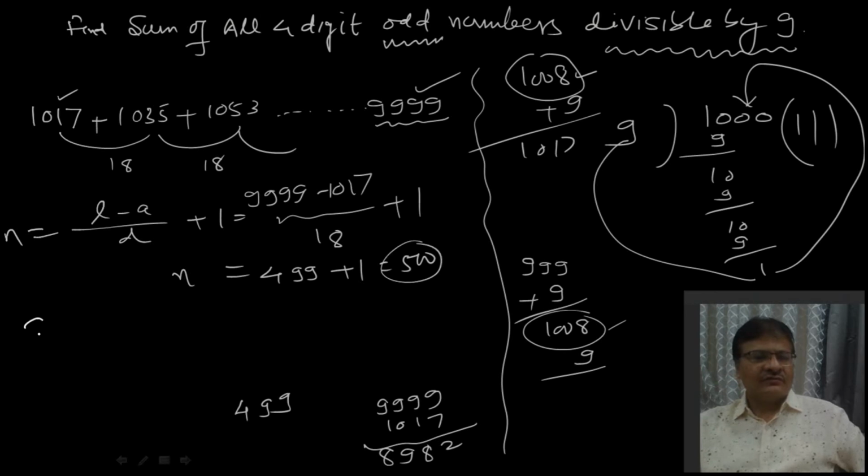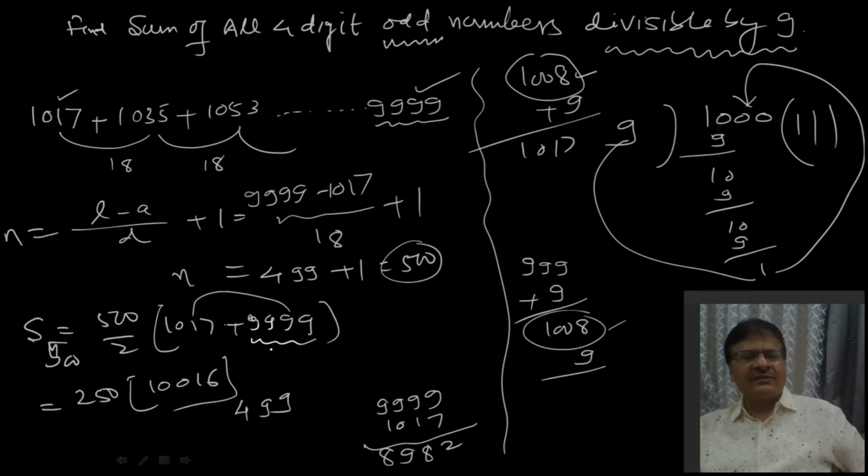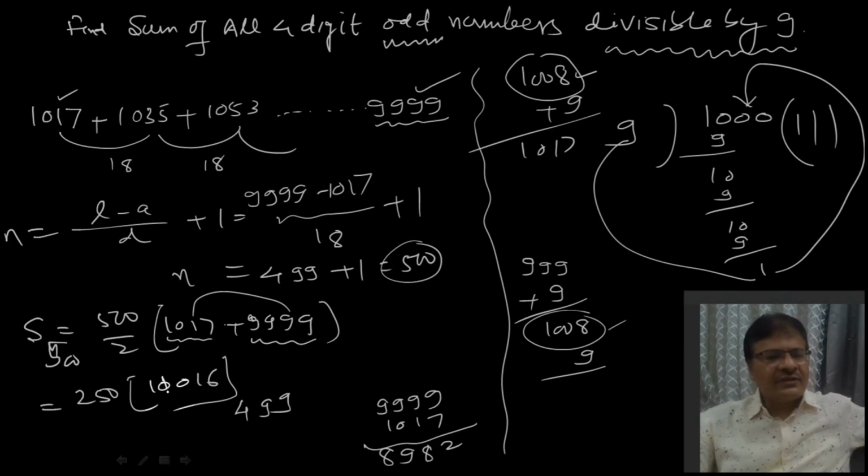Now the sum of n terms, that is the sum of 500 terms, is 500 by 2. What is the first term? 1017. What is the last term? 9999. So we can simplify it. 500 by 2 is 250 multiplied by 999 plus this. Because this is 1 less than 10,000 and this is 1017, so 11,017 minus 1, sorry, 11,016. That should be the answer. 10,000 plus 1 is 11,017, minus 1. So 11,016. Now 0 will come at the end.